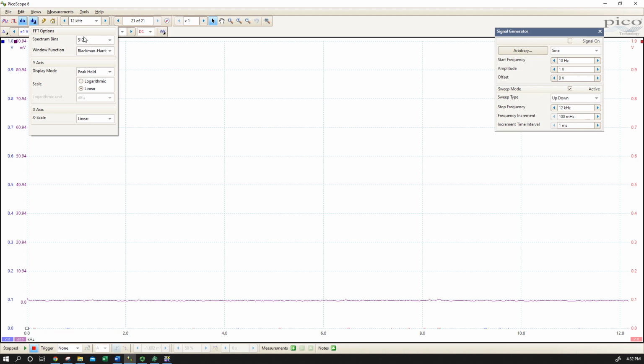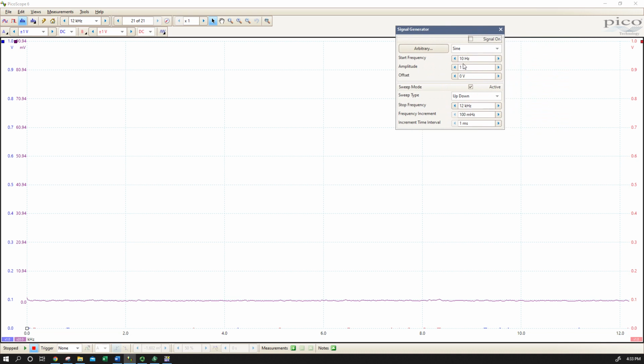I'm using a 512 bin frequency resolution, which is going to allow me to basically see just the top and kind of plot a line using the peak hold function. And I'm looking at linear rather than logarithmic. I'm not expecting to see a huge difference, so I definitely don't want to compress my y-axis by using a log scale. I'm going to use a linear.